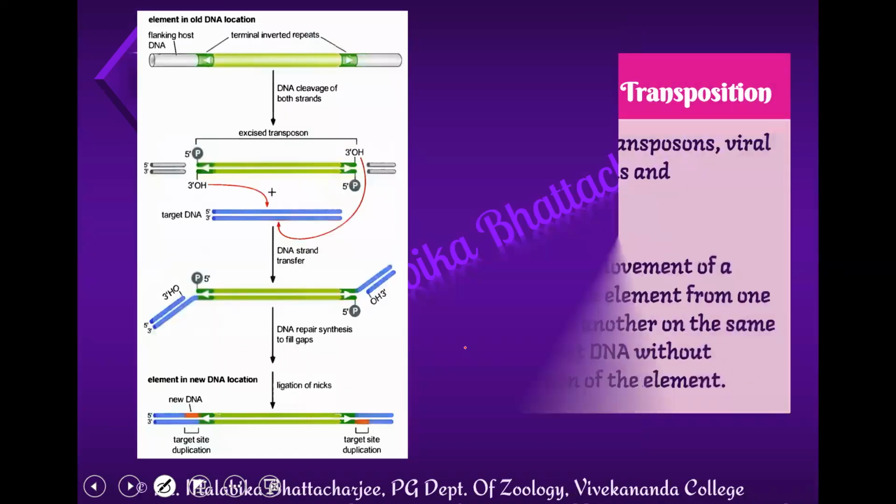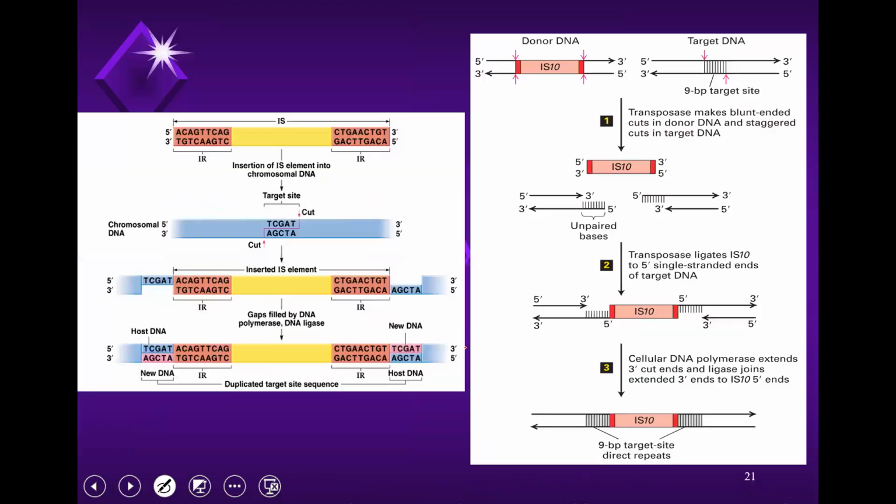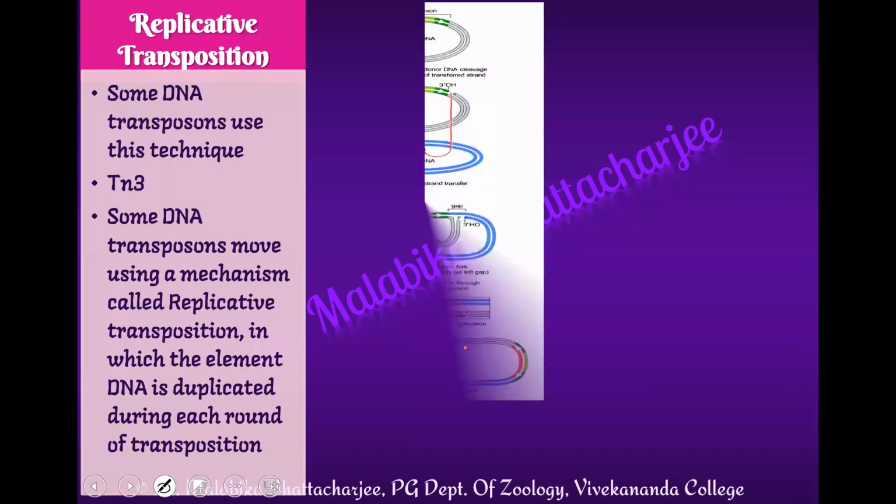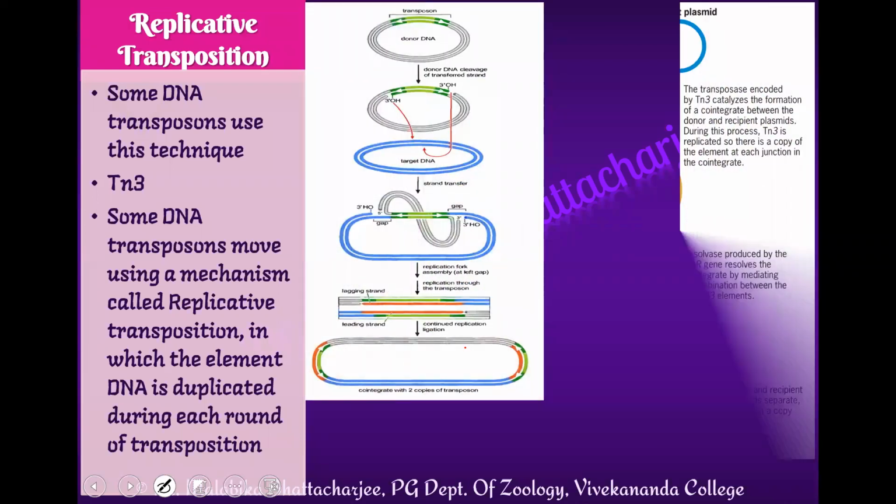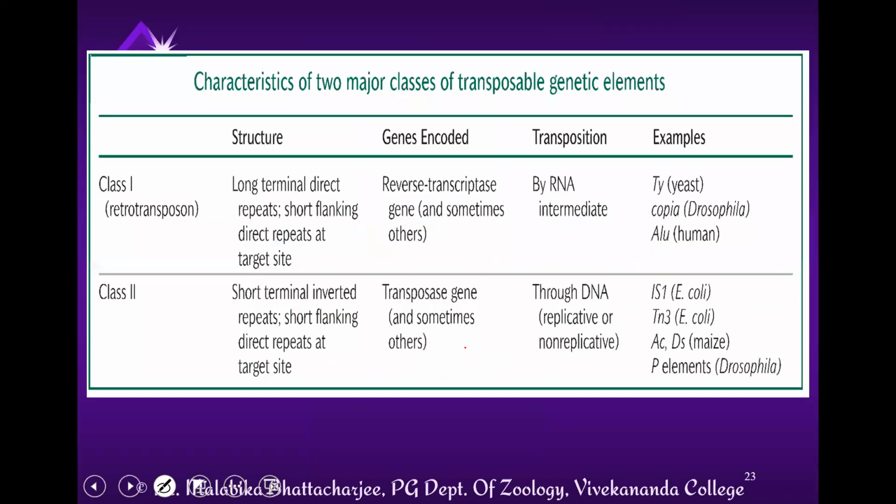And we did the cut and paste transposition last day, so I'm not getting into the details. We also did the replicative transposition last class. And finally, summarizing this portion of transposable genetic elements, we have studied the DNA transposon and the retrotransposon. The retrotransposons are known as class 1 transposon. So this is a comparative analysis between the class 1 transposon mobile elements and the class 2 mobile elements.